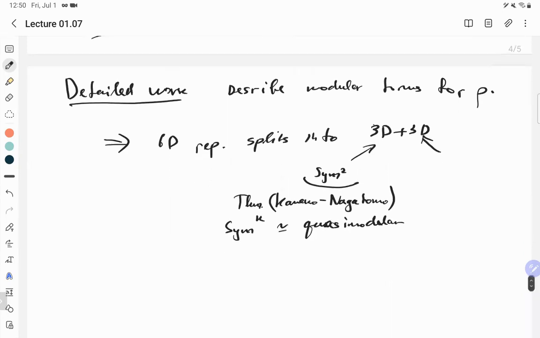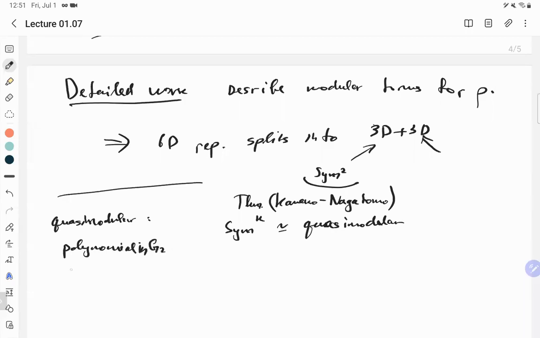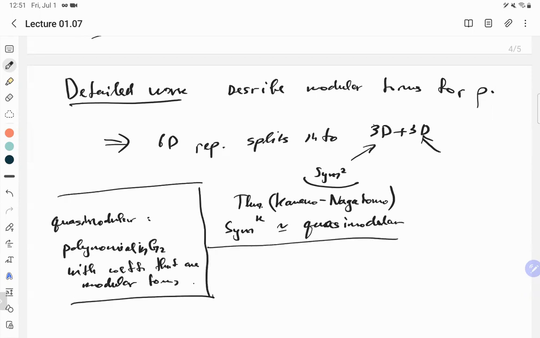And what is quasi-modular? For the purposes of this course, I won't give the proper definition, but it just means a polynomial in this non-modular form G2 with coefficients that are modular forms. So in other words, the only thing that you need to know is that for this representation, you already know what the modular forms are. So half the problem is done, and the other half you just have to work out.